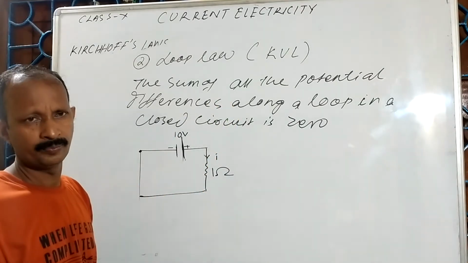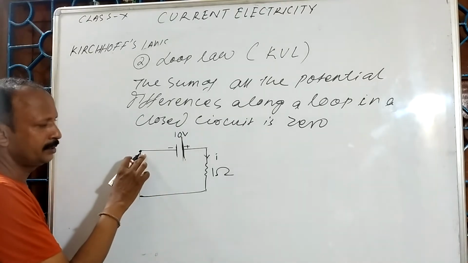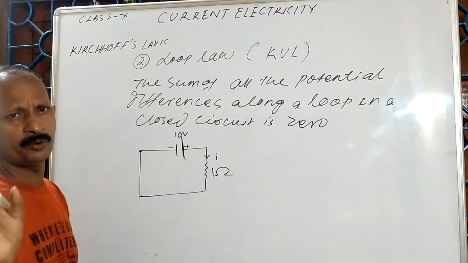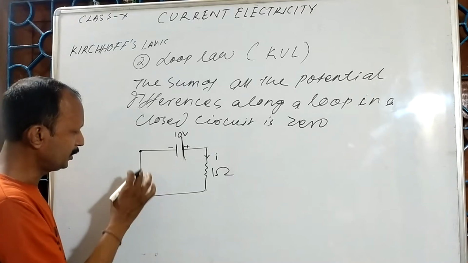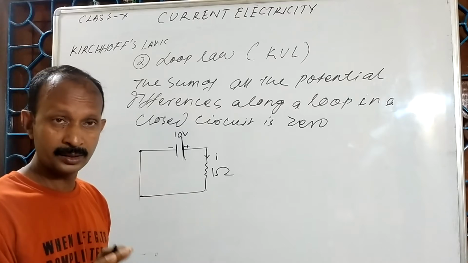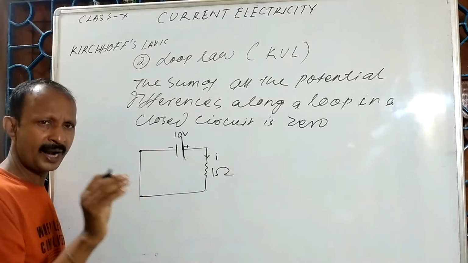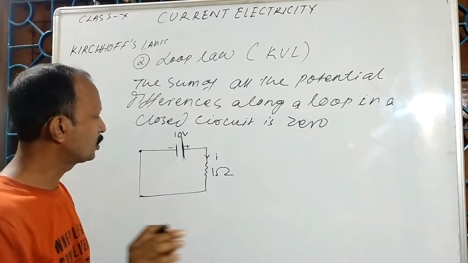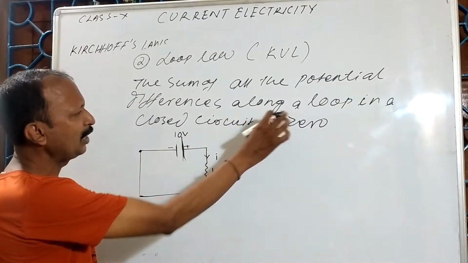In this case, if I use Kirchhoff's loop law, whenever we apply the loop law, we have to start from a point and move along this loop and again reach the same point. But how we move does not matter. We may move clockwise, we may move anti-clockwise, it does not matter. But the point from where we start, again we have to come back to the same point. Then the loop will be closed. So I have written the sum of all the potential differences along a loop.